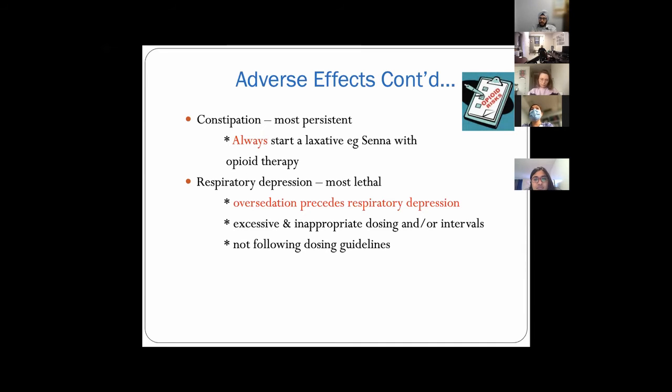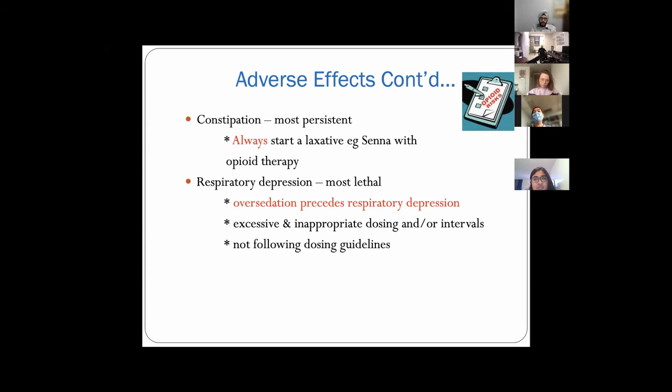Certainly, if we think that the diet is unreliable or the appetite is unreliable, we then need to start with either Senna or Miralax. We never use Colace. Colace is not a true laxative, so just start with either Senna or Miralax.